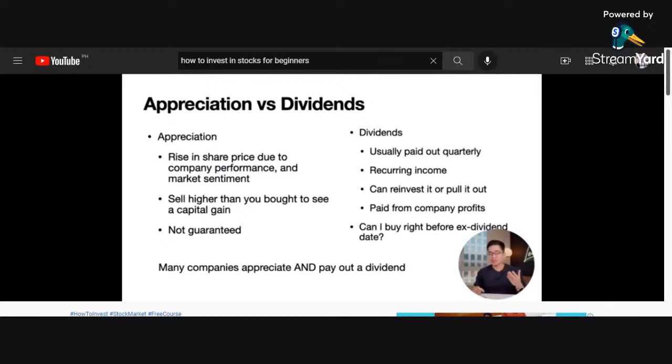Now, one pro about investing in stocks with no dividend is that you don't get taxed until you sell. Appreciation is not taxed until you actually sell that stock. However, on the other hand, with dividends, if you do get paid out a dividend, no matter if you reinvest that money or you just take it out for your life expenses, this is considered a taxable event, and you will need to pay taxes each year for those dividends.